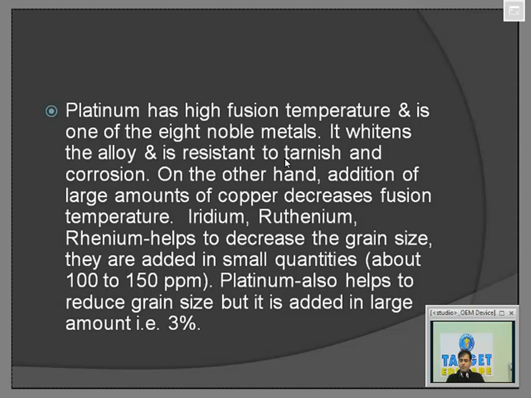So platinum has a high fusion temperature and is one of the 8 noble metals. The purpose of platinum is that it whitens the alloy and provides resistance to tarnish and corrosion. On the other hand, addition of large amounts of copper decreases fusion temperature, while indium, ruthenium, rhenium help to decrease the grain size and they are added in small quantities, that is 100 to 150 parts per million.